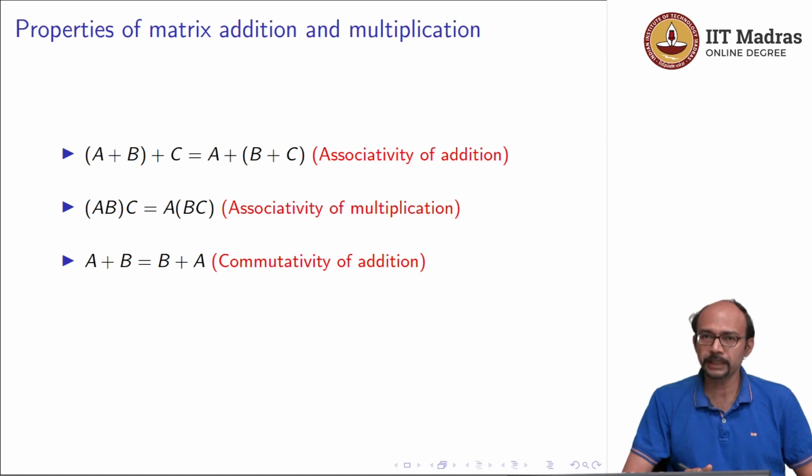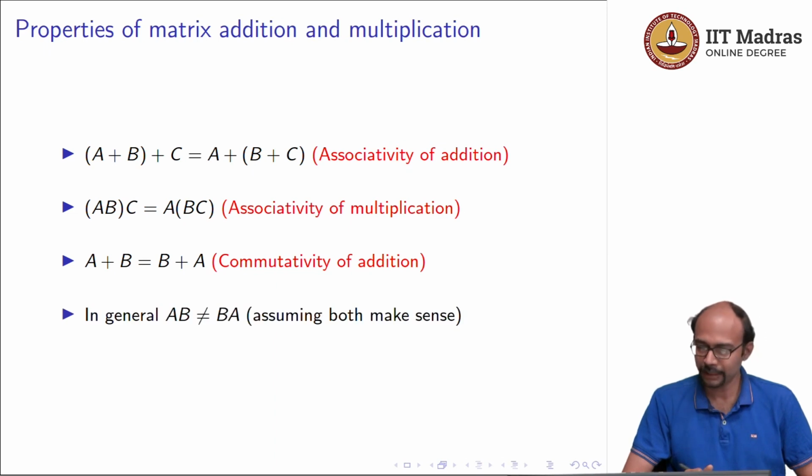If you do A plus B, then that's the same as B plus A. So matrix addition is what is called commutative. It doesn't matter which order you add them in. But it matters how you multiply them. A times B is in general not going to be equal to B times A. In fact, it may not even make sense to multiply B times A.